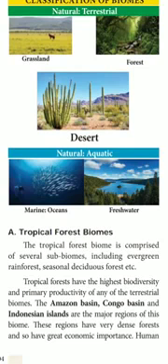The tropical forest biome is comprised of several sub-biomes, including evergreen rainforest, seasonal deciduous forest, etc. So, tropical forests have the highest biodiversity and primary productivity of any of the terrestrial biomes. The Amazon basin, Congo basin and Indonesian island are the major regions of this biome.